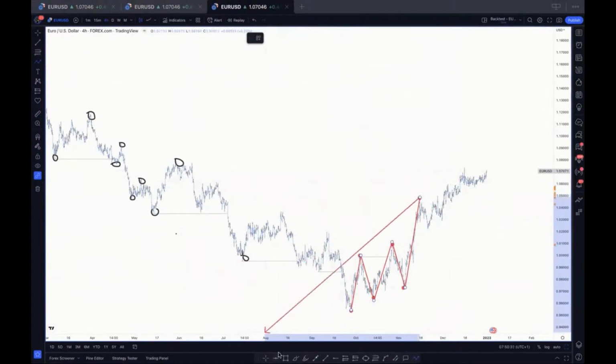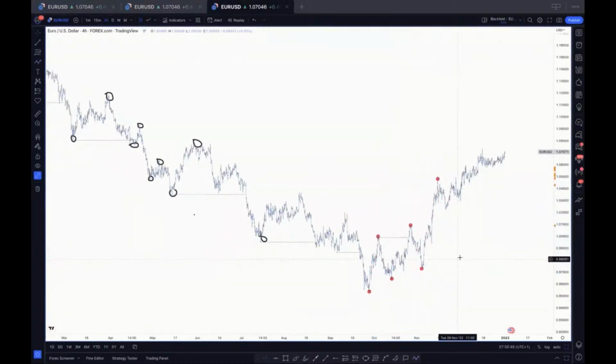Now, how do we take this and fit this into the 15 minutes? So this is the 4-hour structure. Now let's look at how we can break this down into the 15 minutes and how we can trade this, for example.